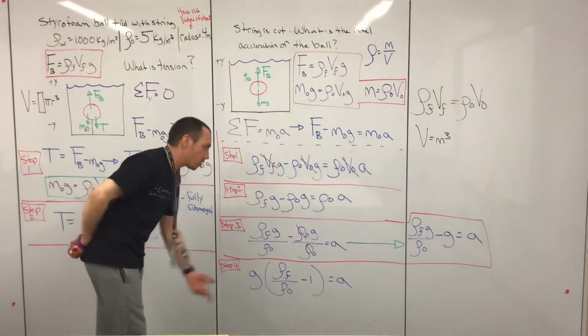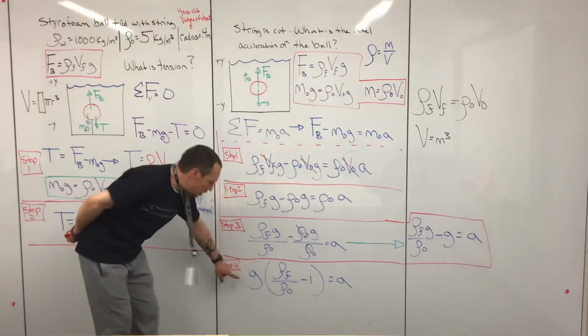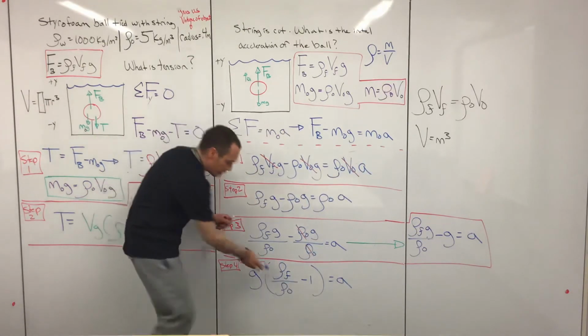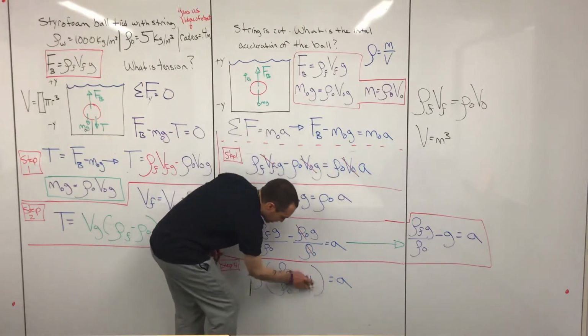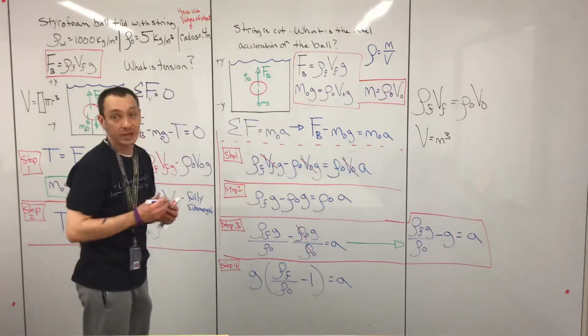So for step 4, that's all I'm doing. I'm factoring out G. So when I pull G out, all that's going to be left in the parentheses is the density of the fluid over the density of the object minus 1. I just want to write that bigger, minus 1. It's equal to acceleration. Okay, that's it.